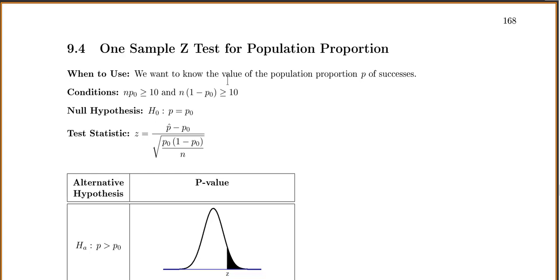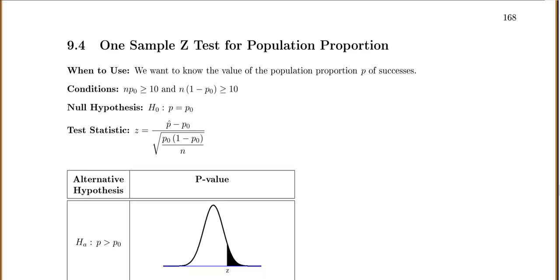This is the one sample z-test for our population proportion. So we use this if we want to know the value of our population proportion P of successes. We do have conditions. We have to check that n times this P0. Now, you might wonder what that P0 is. That is our hypothesized proportion right here. So if you're saying something like, we think our population proportion is 0.3, that P0 would be the 0.3.